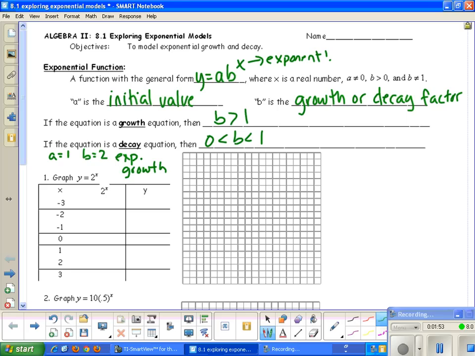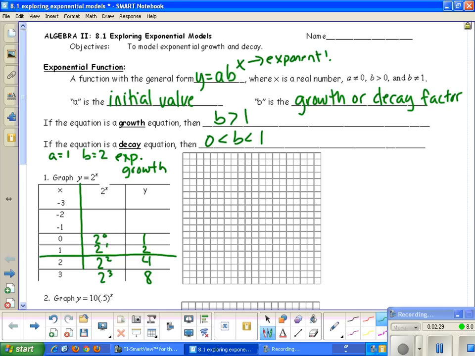Now, if I want to graph this, we can plug in values for x and see what our y is. So let's start off with 0 from our table. 2 to the 0 power. Remember that anything to the 0 power is really equal to a value of 1. So 2 to the 0 power equals 1. If I do 2 to the first power, that's equal to 2. 2 squared is equal to 4. 2 to the third power would be equal to 8, and so on.